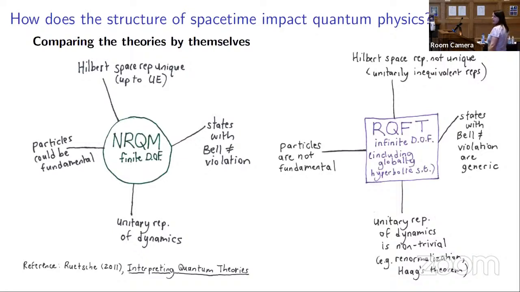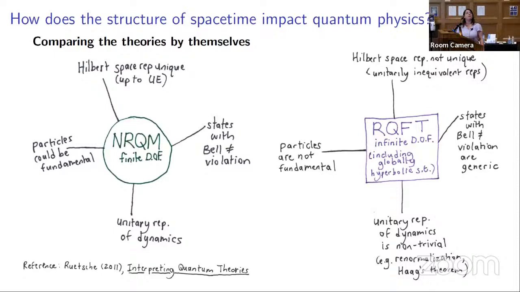As a starting point, answering this question, how does the structure of space-time impact quantum physics? I'm going to start by comparing the theories by themselves, insofar as it's possible to do that in any quantum theory. Of course, the next slide is going to be about measurement, but for the moment, I'm just going to try to stick to the theories by themselves. To answer this question, I'm going to be contrasting non-relativistic quantum mechanics with relativistic quantum field theory. I want to stress that I'm not talking about gravity at all in this talk, but I am going to try to say some things that would at least extend to more general space-time, not just restricted to Minkowski space-time, so would include globally hyperbolic space-times.